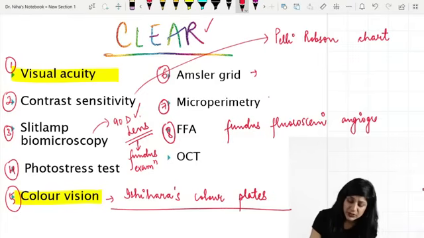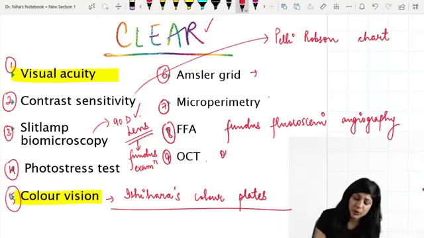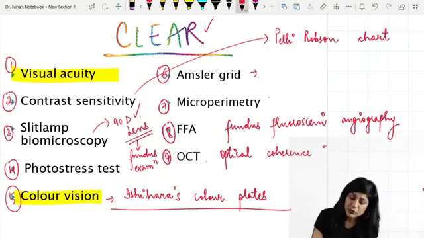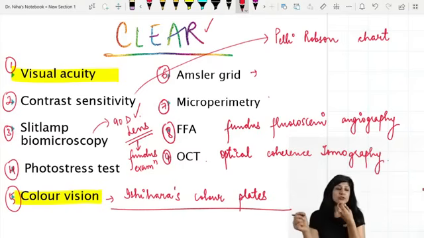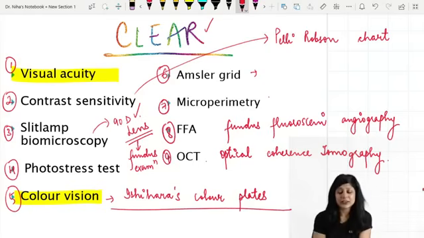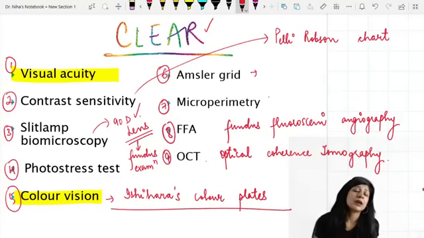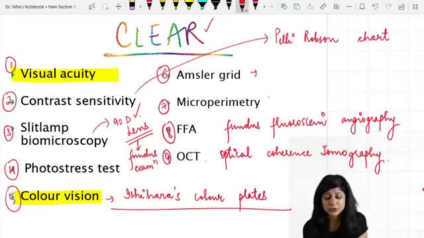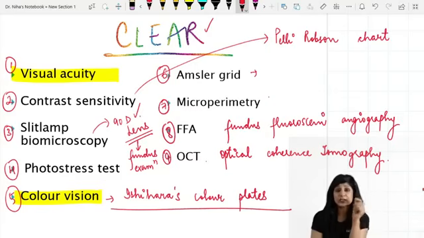Fundus fluorescein angiography is there. And then number 9 is OCT, optical coherence tomography. So I think out of these, so many where actually we are doing this macular function test. FFA हम करते हैं for the vascular lesions. OCT we are doing for the retinal lesions. So you should know the list also.